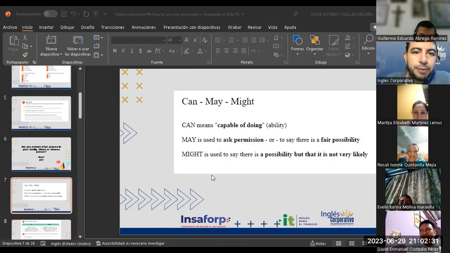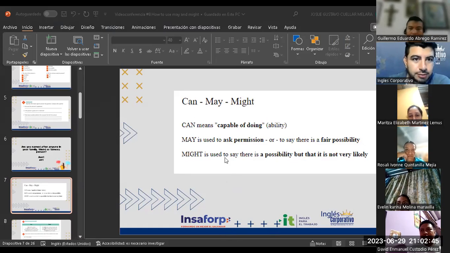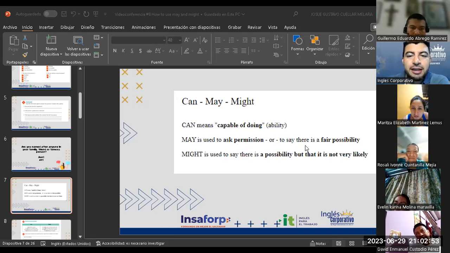Okay, so here we have can. Can means capable of doing, so ability. I can swim, I can draw, I can play the guitar, I can cook, okay? So ability. Here we have may. May is used to ask permission or to say there is a fair possibility.